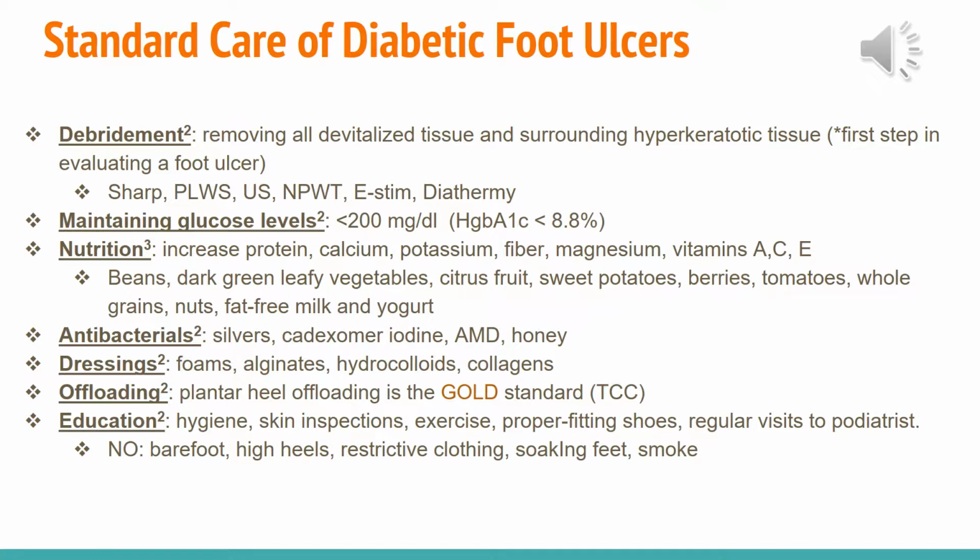We want to make sure that we're maintaining glucose levels, so we're keeping it under 200 milligrams, and the HbA1c is under 8.8%. This is going to hopefully ensure that the wound will in fact heal. Nutrition is also very important, so we want to increase protein, calcium, potassium, fiber, magnesium, and vitamins A, C, and E. Here is just a list of a few items that we can suggest to our patients.